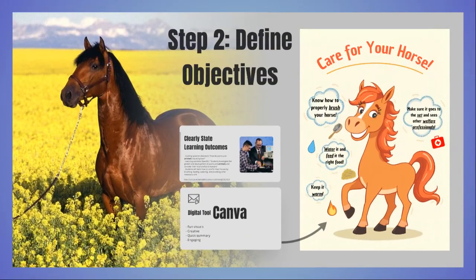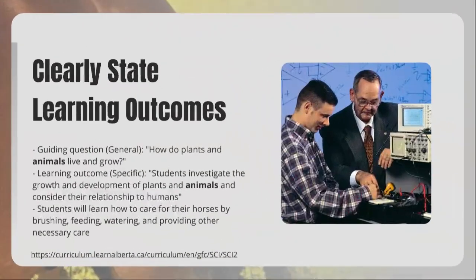Step 2. Define objectives. This lesson plan covers a Grade 2 science learning outcome. Students investigate the growth and development of plants and animals, specifically a horse in this case, and consider their relationship to humans. Objectives should specify the knowledge and skills students are expected to acquire by the end of a lesson. For example, students will learn how to care for their horses by brushing, feeding, watering, and providing other necessary care.